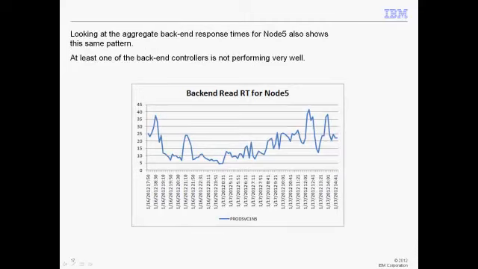Now that we've identified the vDisk response time spikes that correspond to the time of the reported impact, we begin looking for influencing workloads. Looking at the aggregate back-end response time for node 5 also shows this same pattern. Hovering the cursor over the graphs within Excel shows that the peak intervals match between the vDisk graphs and this managed disk group graph. It's clear that at least one back-end controller is not performing well.